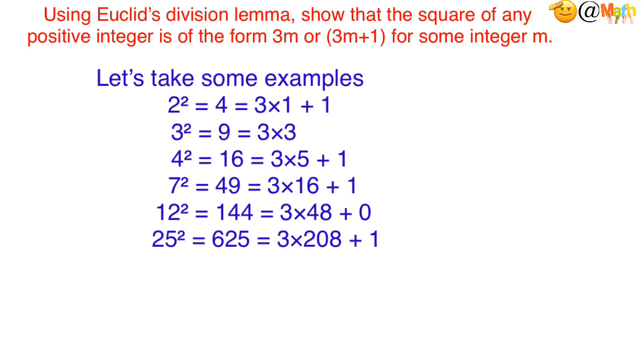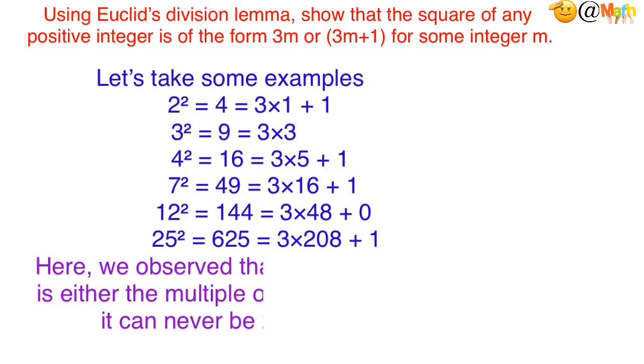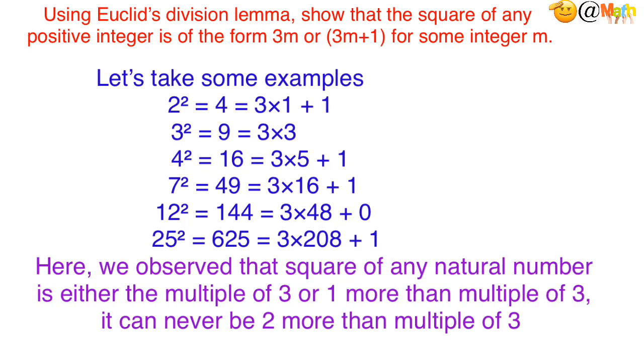Square of 4 is 1 more than a multiple of 3. Square of 7 is 1 more than a multiple of 3. Square of 12 is a multiple of 3. Square of 25 is again 1 more than a multiple of 3. Here we observe that the square of any natural number is either a multiple of 3 or 1 more than a multiple of 3. It can never be 2 more than a multiple of 3.